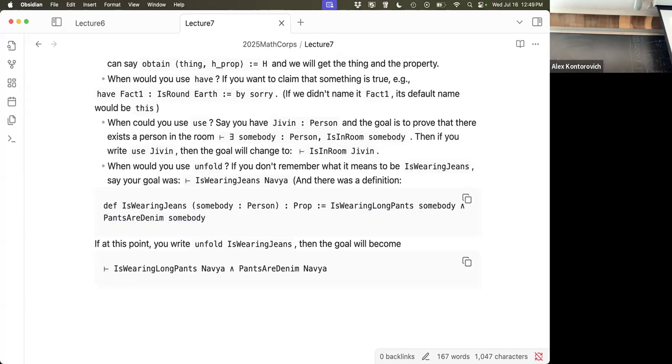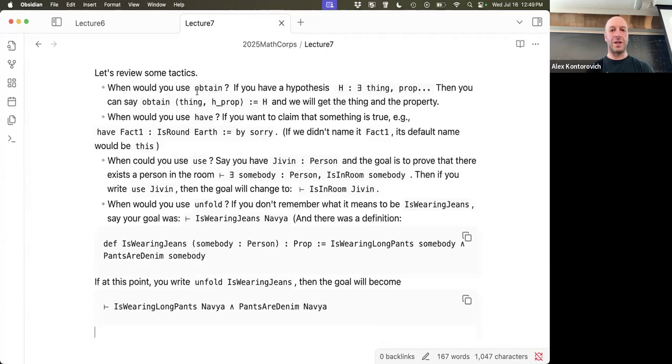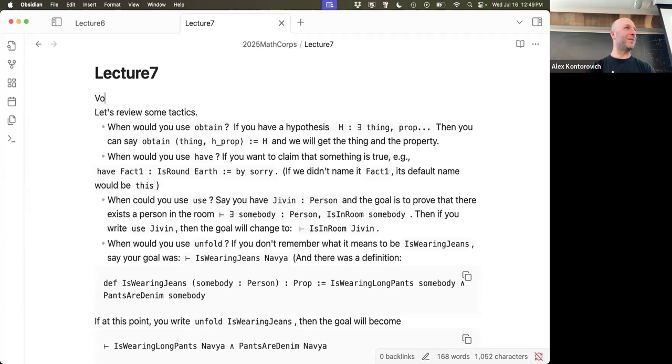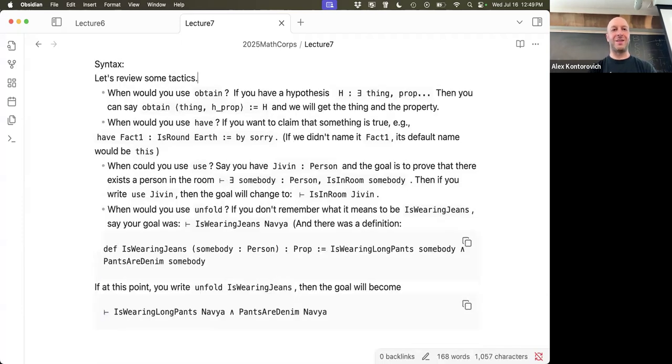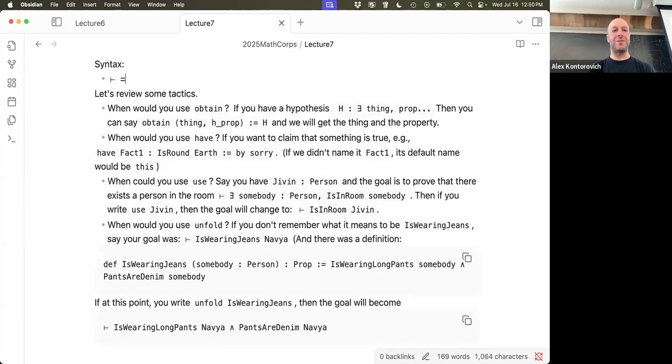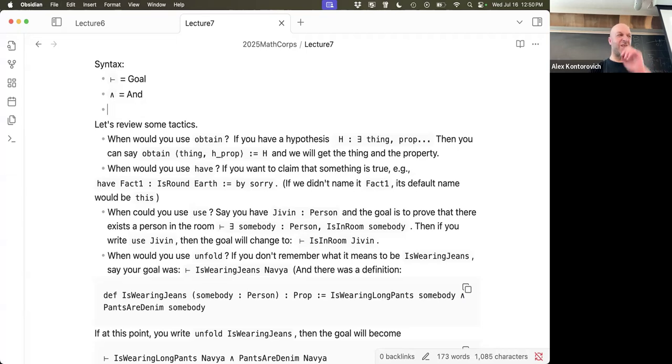Okay, does that make sense? Wait, what's the upside? Like the caret? The caret thing means and. Yeah, so those are tactics. The sideways T means goal. Let's do a little vocabulary also. I guess this isn't vocabulary, but what's the word? Syntax. Okay, so sideways T means goal. This caret means and. Any other syntax I need to cover?